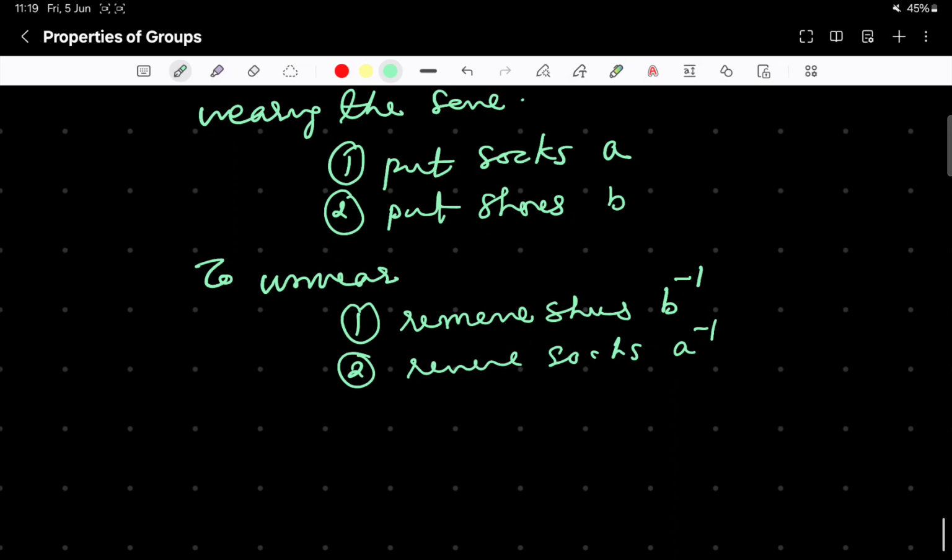Okay, these are some general properties. Next we try to define what we mean by a subgroup.